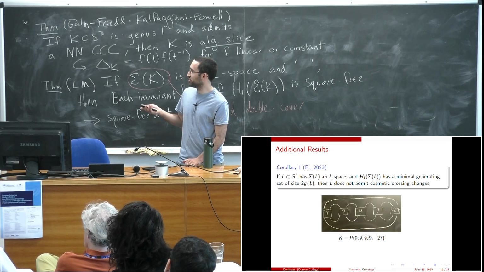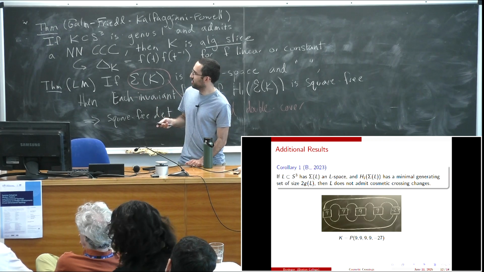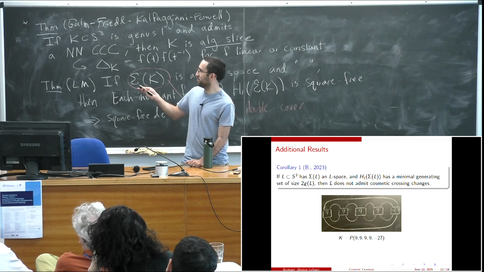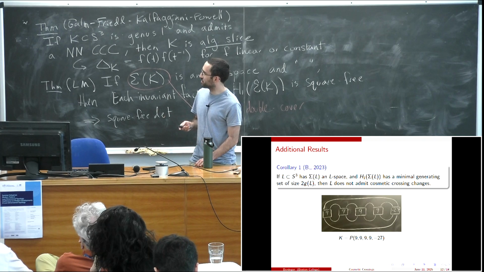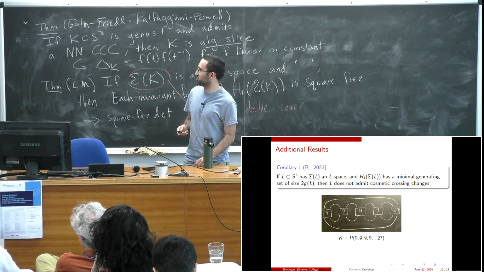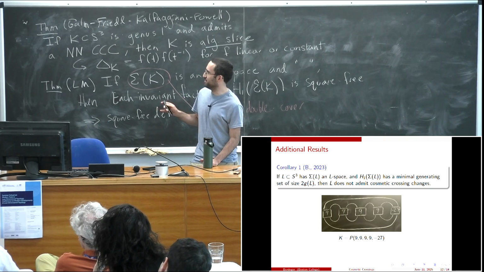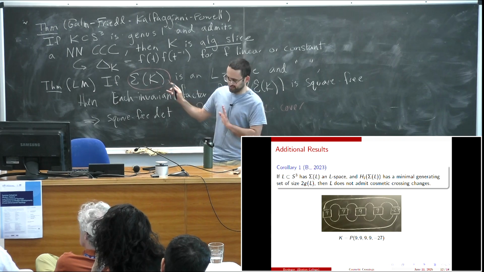All right, some additional results. As an application of the argument for theorem 1, we have this other nice result: if a link has a branched double cover that is an L-space, and the first homology group has a maximal size minimal generating set, which is a confusing thing to say, then it does not admit cosmetic crossing changes. I don't want to talk about this, but that pretzel knot is an example.